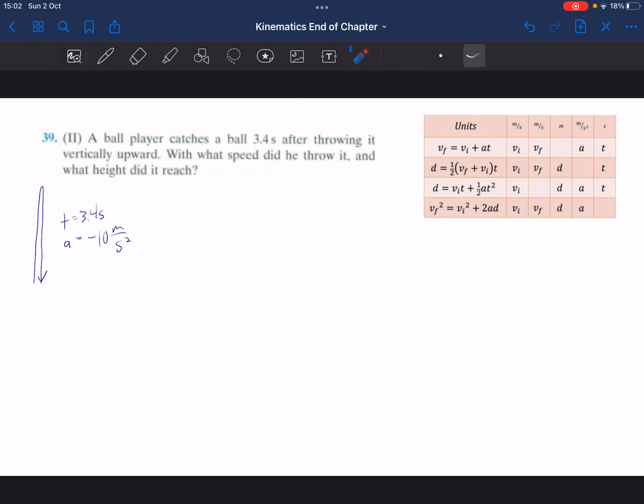Okay, so number 39, a ball player catches a ball 3.4 seconds after throwing it vertically upward. With what speed did he throw it and what height did it reach? I'm going to show two ways to do this.